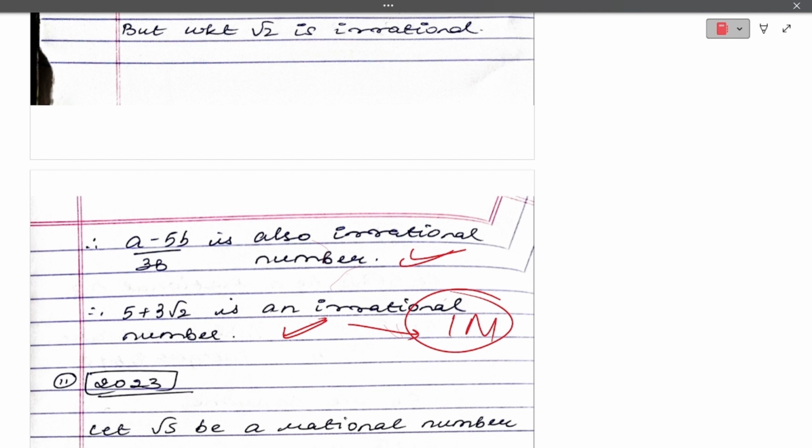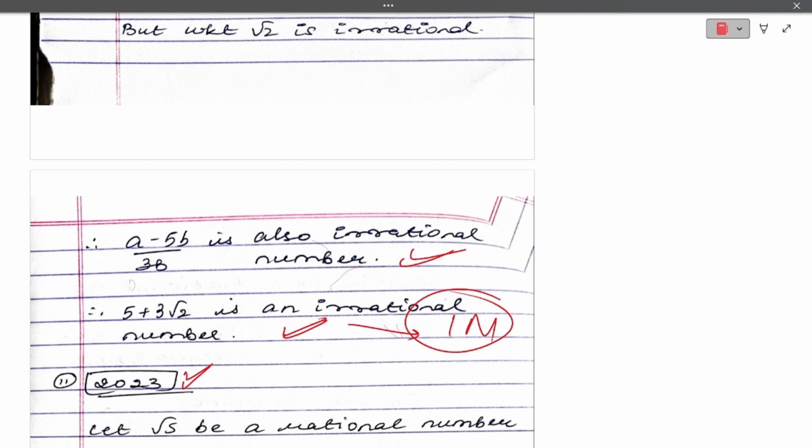Next we have root 5 is irrational. Prove that root 5 is irrational, again for 2 marks. Look at question number 11 and question number 14. Both are the same. Here we have root 5, there we have root 2. So both use the same method. Question number 14, you will be solving it. Question number 11 was asked in the year 2023, a pretty recent paper.